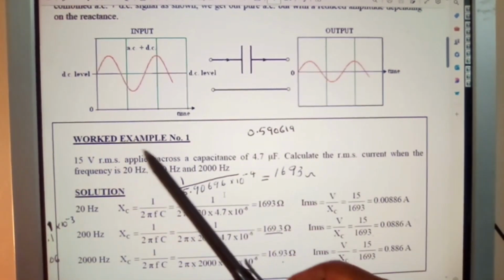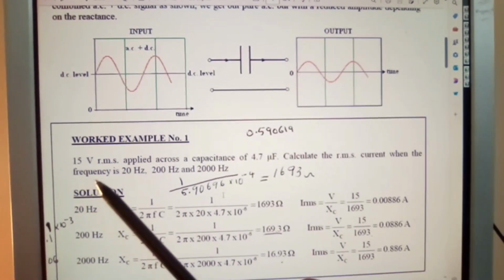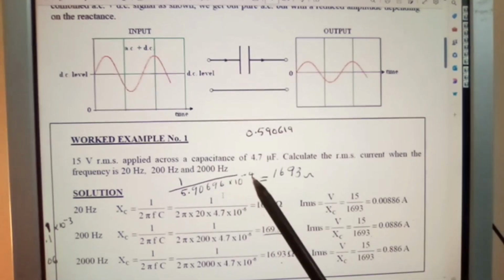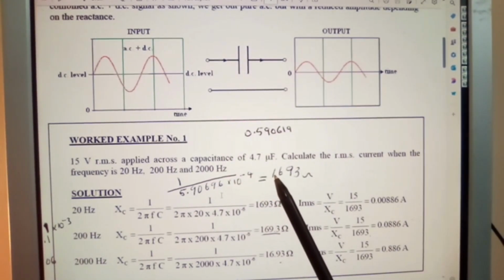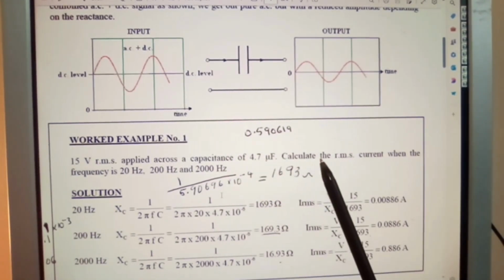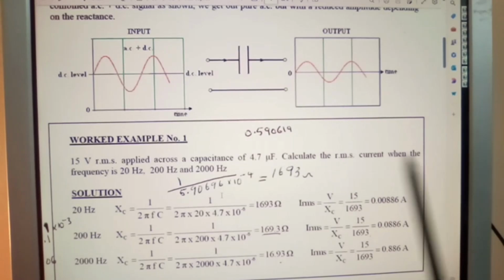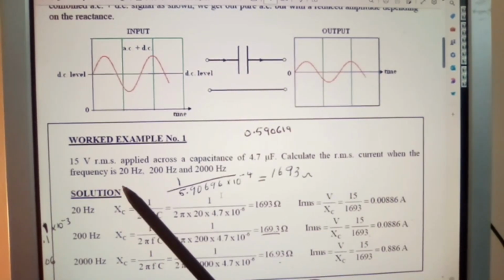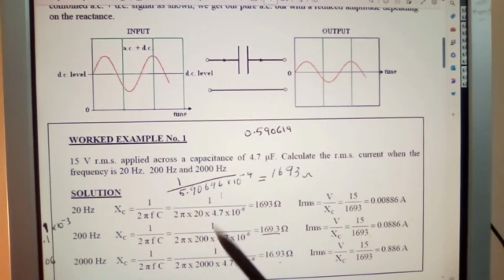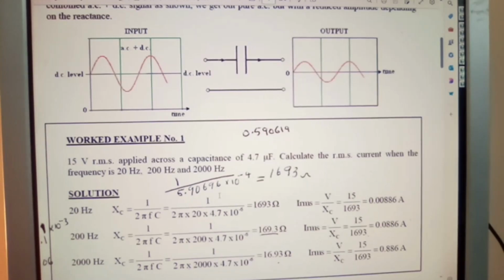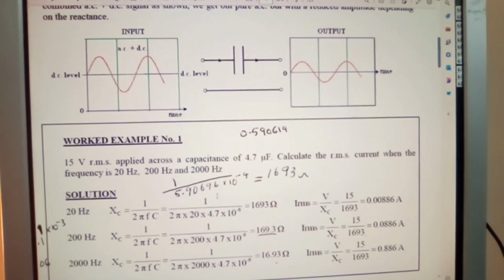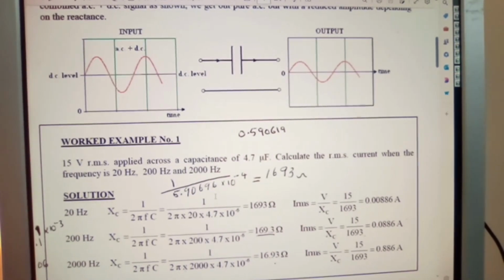Now, worked example number 1. 15 volts RMS applied across a capacitor of 4.7 microfarads. Calculate the RMS current when the frequency is 20 Hz, 200 Hz, and 2000 Hz, or 2 kilohertz if you prefer.